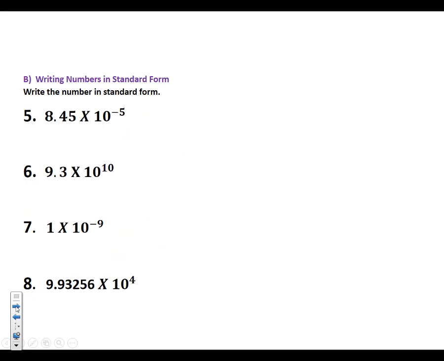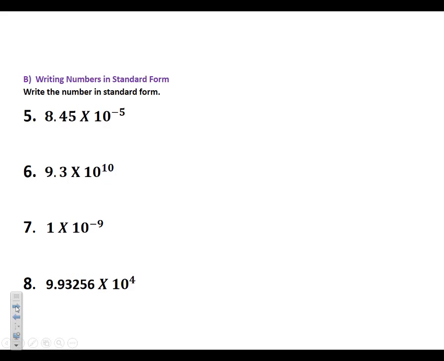So let's move right along, writing the number in standard form. Number 5 says 8.45 times 10 to the negative 5th. Now, ladies and gentlemen, multiplying by a factor of 10 moves the decimal. You've always done this. If I have the number 8 and I multiply it by 10, you move the decimal one place to the right and you add a 0. Well, that's what we're doing with these multiples of 10. These powers are always powers of 10. So we're just adding zeros or basically moving that decimal right or left.